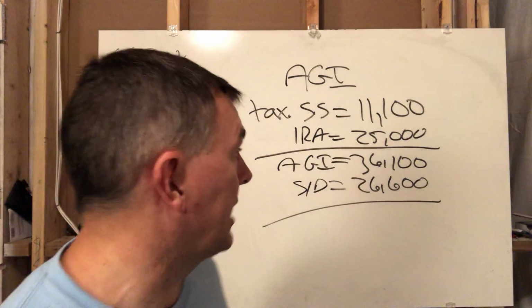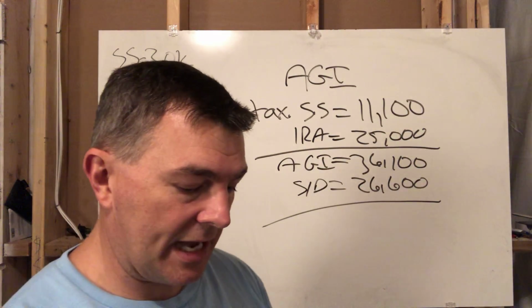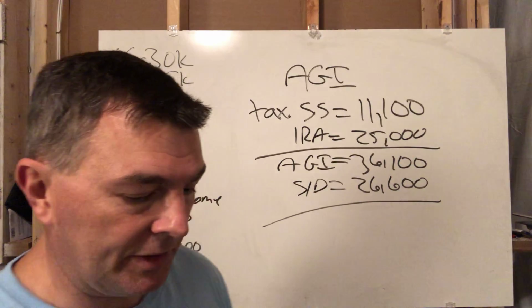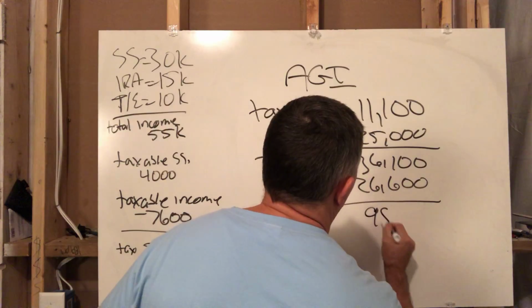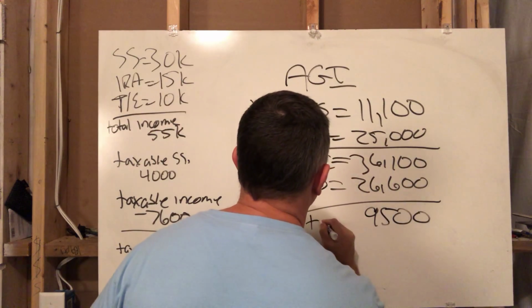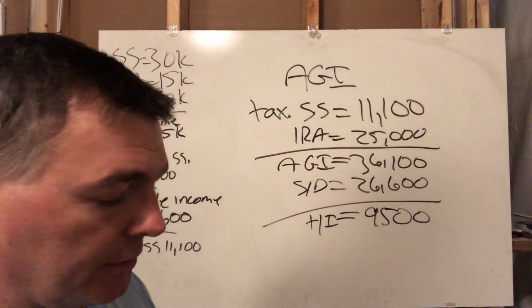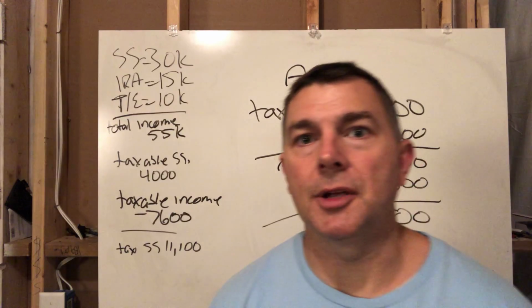Now we take our trusty calculator, because I'm not going to be able to figure that out off the top of my head. So I say 36,100 minus 26,600. That means we have taxable income of $9,500. So, anything jump out at you?